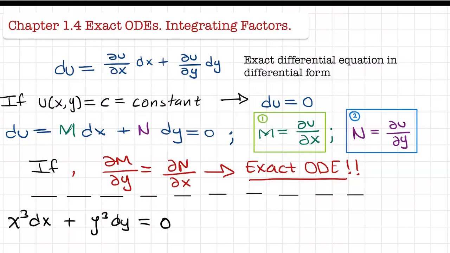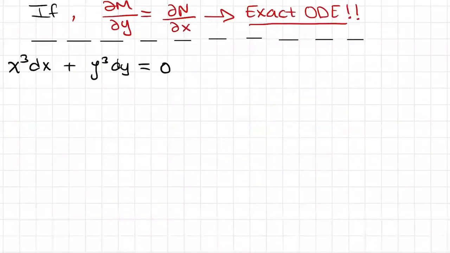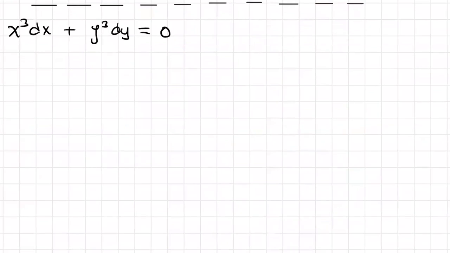We have x cubed dx plus y cubed dy equal to 0. So for this problem, first thing we need to do is identify M and N. So in this case, M is equal to x cubed because it's the one next to the dx, and then N is equal to y cubed. So now we need to test for exactness.